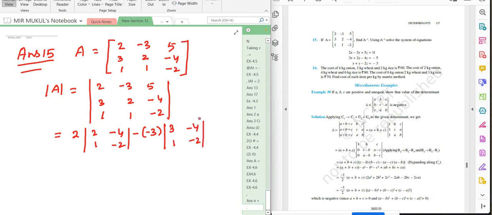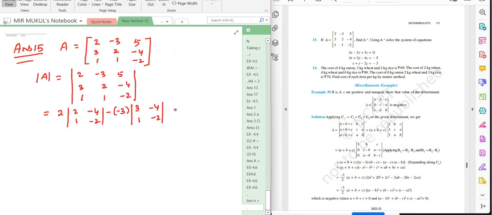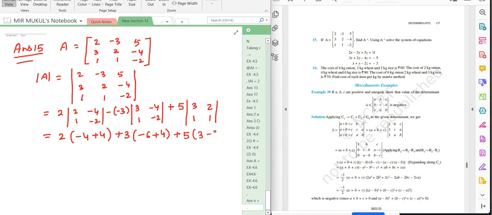Be careful, because if you make one mistake, then you will not get the answer. 5 into the minor of 5. So 3, 2, 1, 1. Now 2 into minus 4 plus 4, so this part is 0, plus 3 into minus 6 plus 4, plus 5. You also check the calculation. Okay, 3 minus.